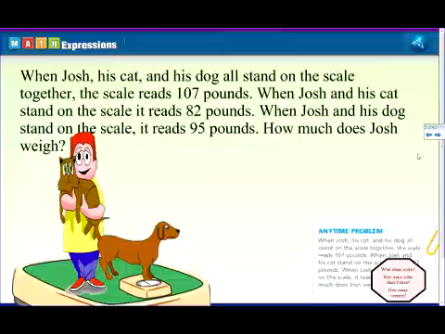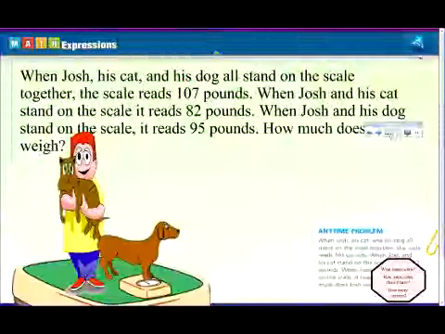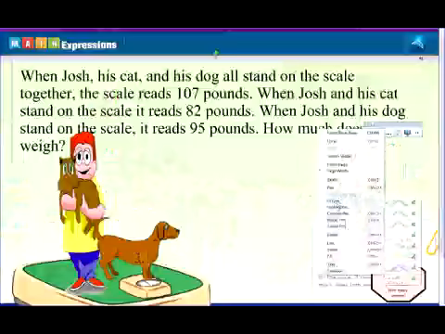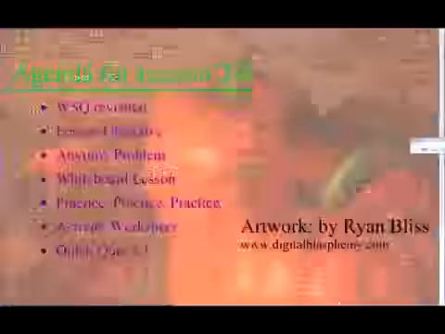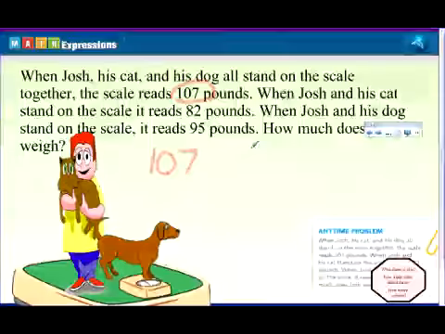Well, let's go through the process. First of all, understand. We understand all together that it's 107 pounds. So if we take 107 pounds and we subtract 82 and 95, that doesn't make sense. What's going to be our plan?